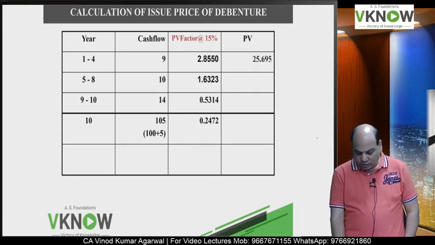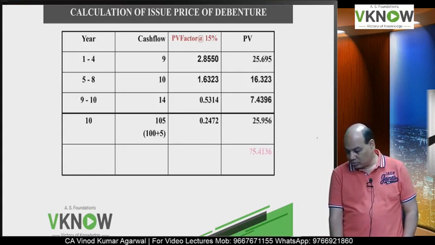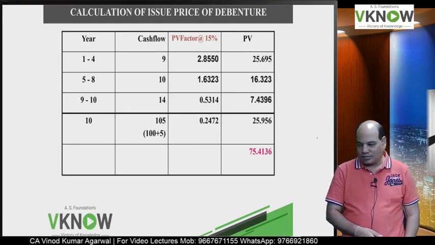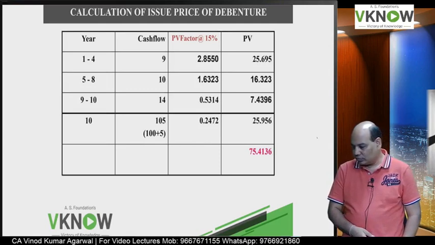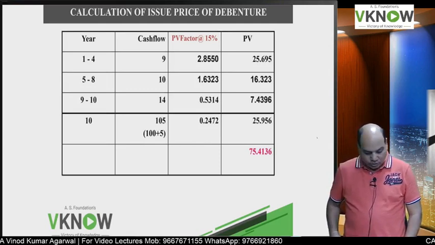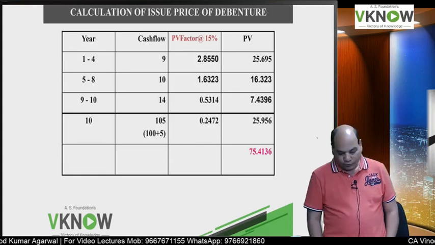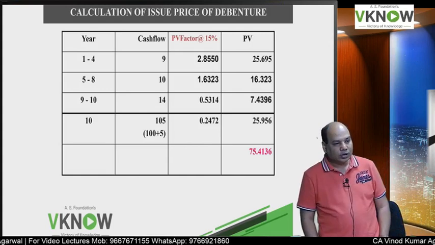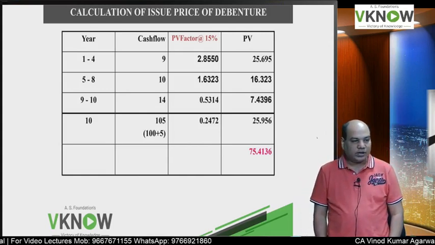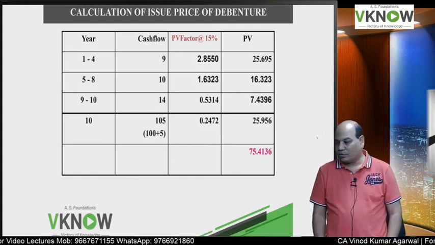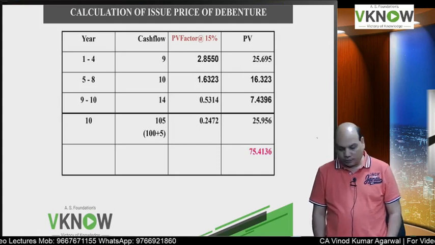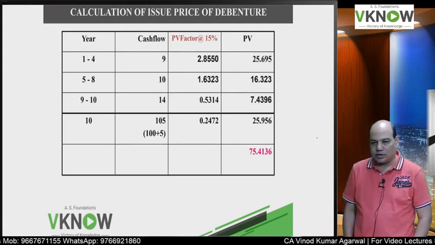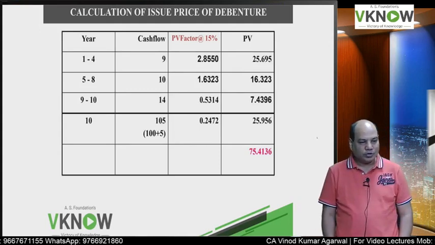So one student has answered. 75.4 is the right answer. Everybody should check and confirm 75.4. If the question is from the investor's point of view, then you will write this answer. If the question is asked from the issuing company's point of view, then the previous answer, 71.28 or something. Is it right? Have you understood?